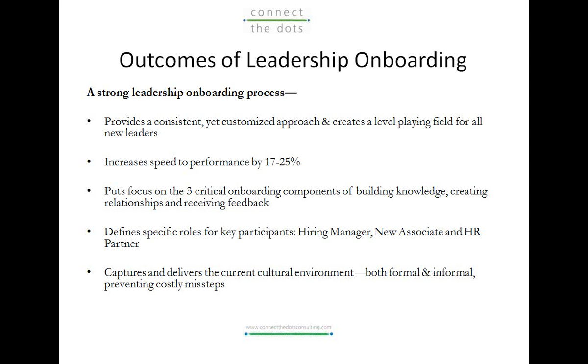In summary, the outcomes of a solid leadership onboarding process are captured on this slide. The leadership onboarding process includes a consistent yet customized approach, creates a level playing field for all new leaders, increases the speed of performance of new leaders by 17 to 25%, and puts the focus on three critical onboarding components of building knowledge, creating key relationships, and receiving timely feedback. It defines specific roles for key participants, including the hiring manager, new leader, and HR partner. It also captures and delivers the current cultural environment, both informal and formal, preventing costly missteps.